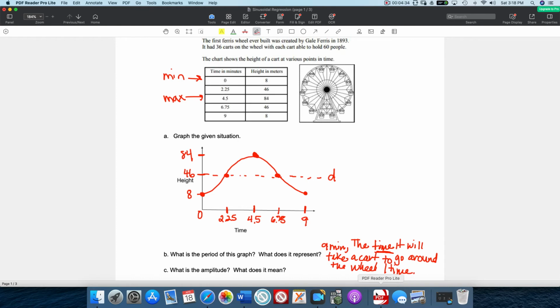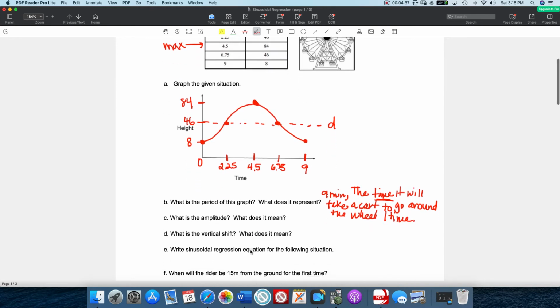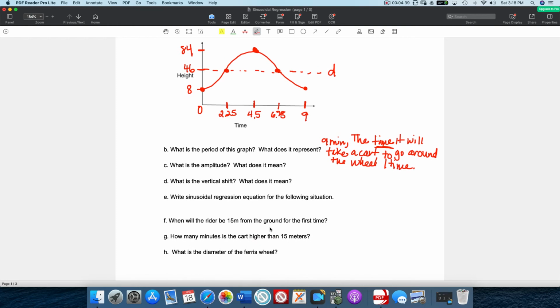Okay? And then C says, what is the amplitude and what does it mean? Well, remember, amplitude, we can find amplitude a couple of different ways. We know amplitude is half the distance from the top to the bottom. So I could find this distance here and divide it by 2, but I already have these numbers, so all I have to do is 84 minus 46, or 46 minus 8. So when I do that subtracting, I end up with 38 meters. Okay, 38 meters. And we're talking a height, so again, make sure you have your units.